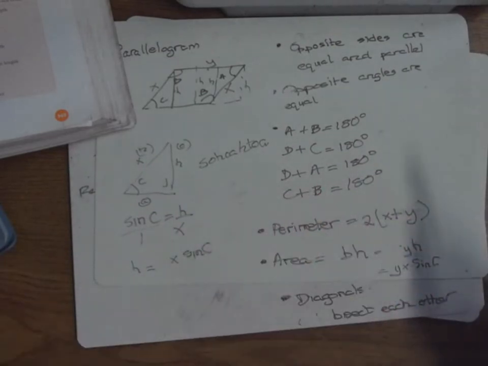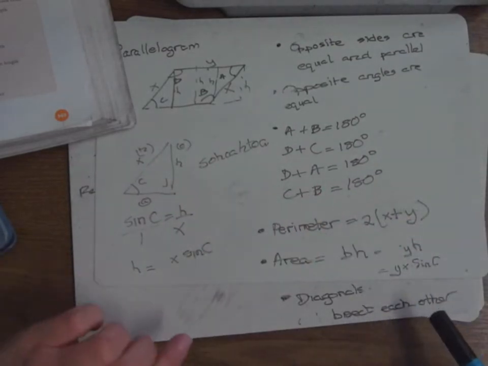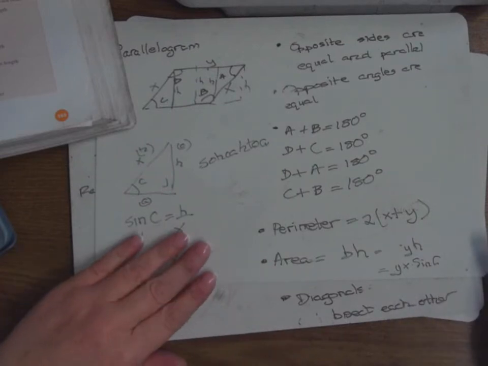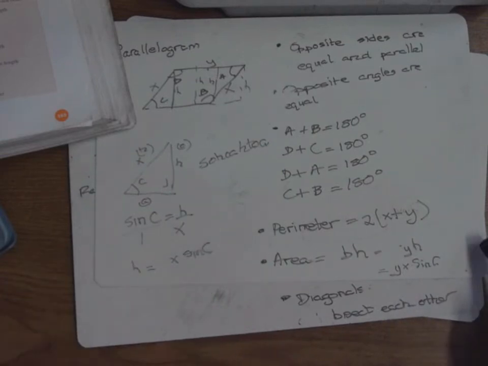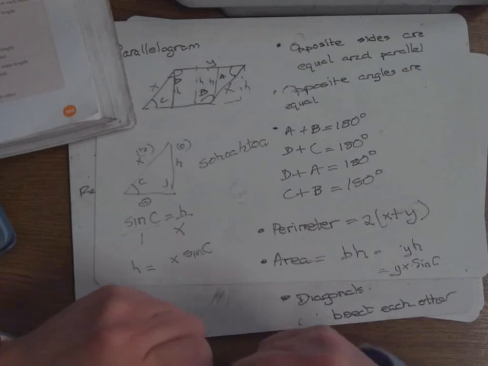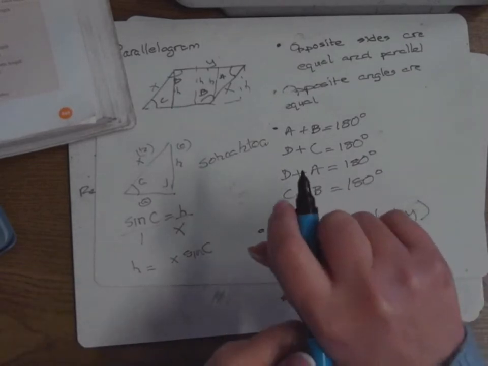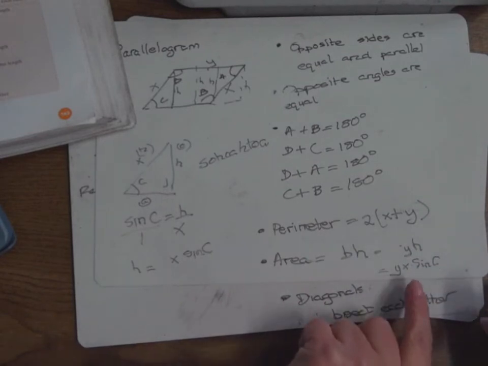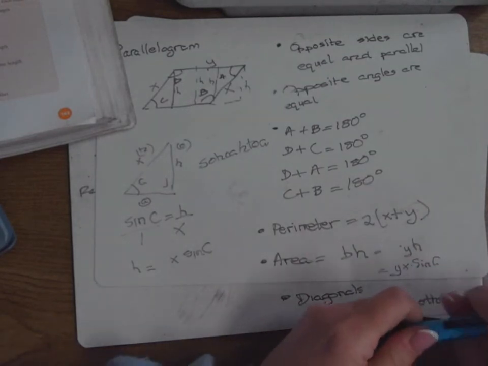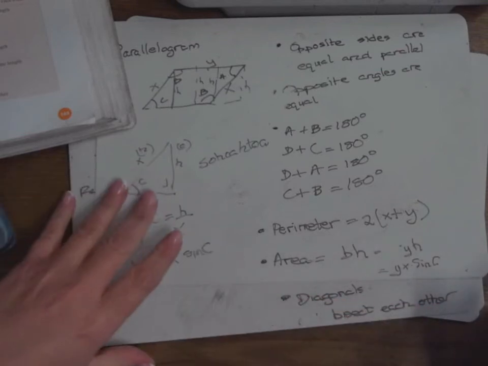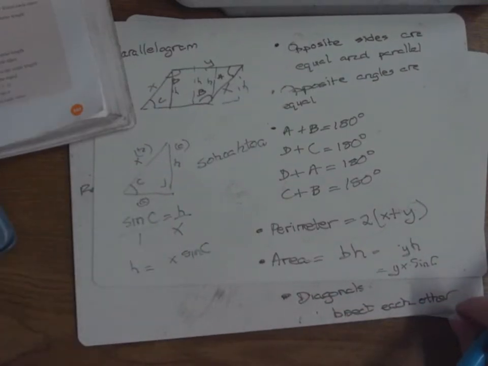And the last thing I need to write down about parallelograms is the diagonals still bisect each other. So I'll just put that there at the end. Is that alright? As I say, lots of information coming at you. But there's nothing new, except for the yx sine c; everything else is just a revision of what you learnt in primary school, junior cert, etc.